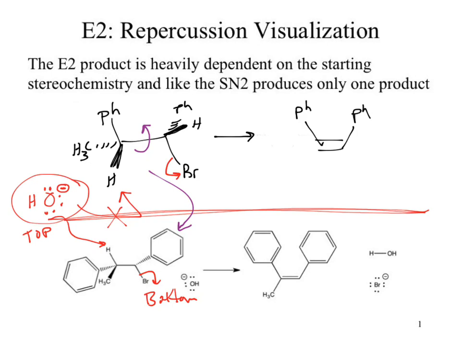Okay, so we rotated something more like the hydrogen and the bromine on the same plane. The hydrogen and the bromine need to be in the same plane, and not just in the same plane, but they need to be anti to each other. They have to be opposite.